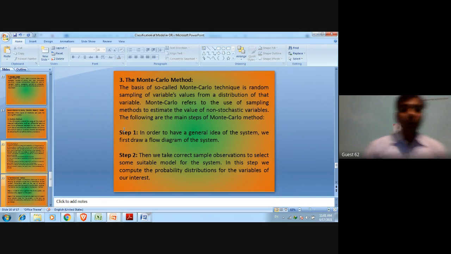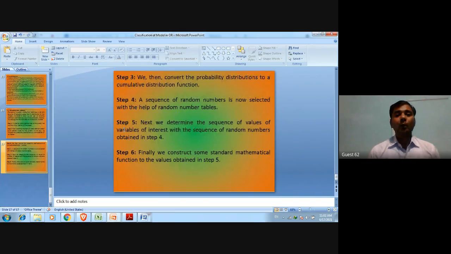According to our information, meaning the information that we have, we will select the perfect model. Then we will calculate the probability distribution. In the next step, we convert the probability distribution to a cumulative distribution function.